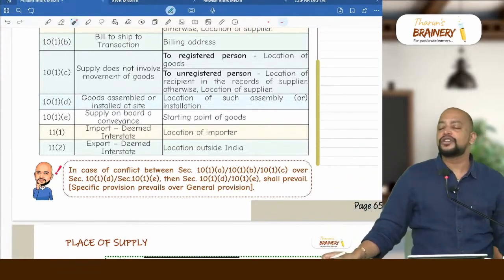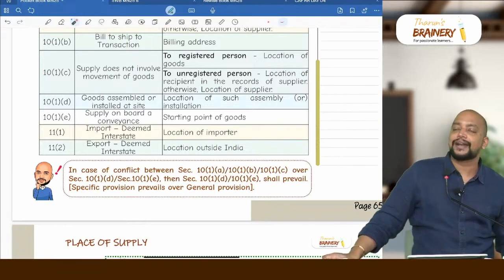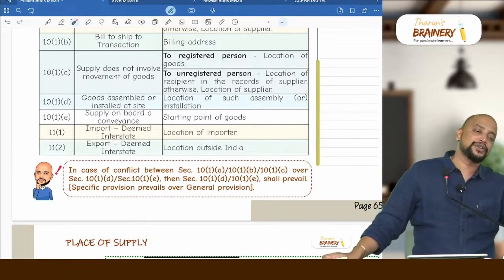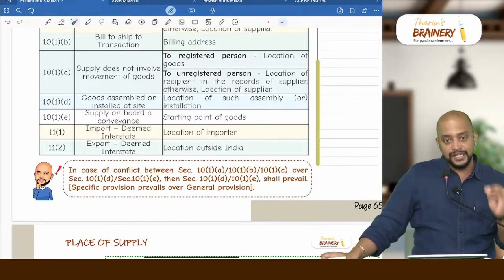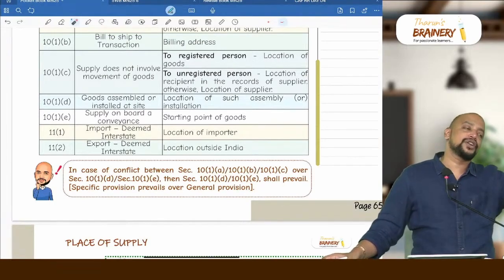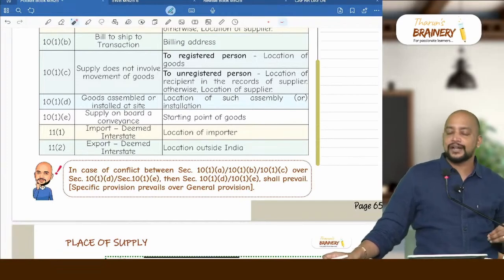And in case of food items which are cooked outside and packed and then loaded into the conveyance, it should be treated as goods only. Even though supply of food is supply of service, in this case when the food is cooked outside and packed and taken, it should be treated as goods.